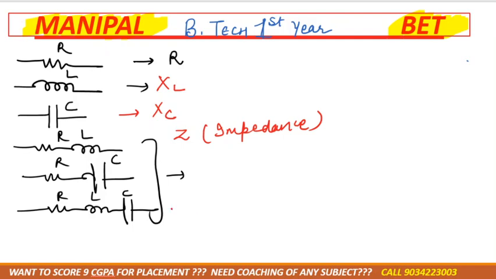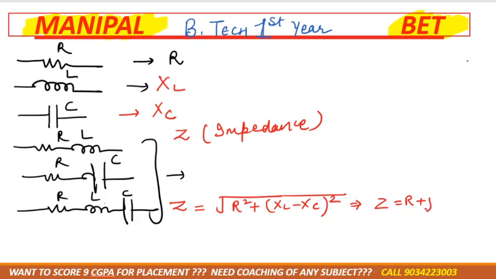So what is the formula for Z? If there is a case of RLC, where all the components are there, then the formula is root of R square plus (XL minus XC) whole square. Or we can write it in the rectangular form: Z is equal to R plus j of (XL minus XC).